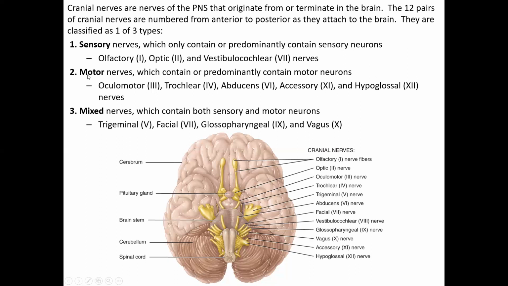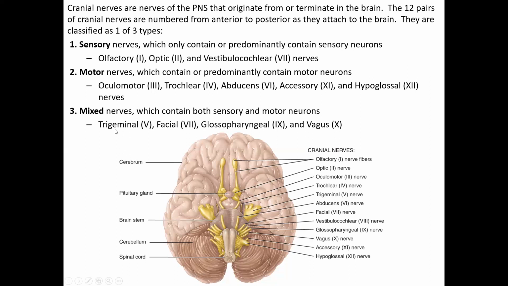Okay. Your motor nerves are the opposite of sensory nerves in that they contain or predominantly contain motor neurons. So their signals are going away from the brain. Okay. They include the oculomotor nerves. Those are ones that help move the eyes around, so allow you to move up and down and roll your eyes like my wife loves to do to me. Cranial nerves number 4, trochlear, abducens, accessory, and hypoglossal. Sorry, I was getting ready to say something I should have. Okay, hypoglossal attached to our tongue.